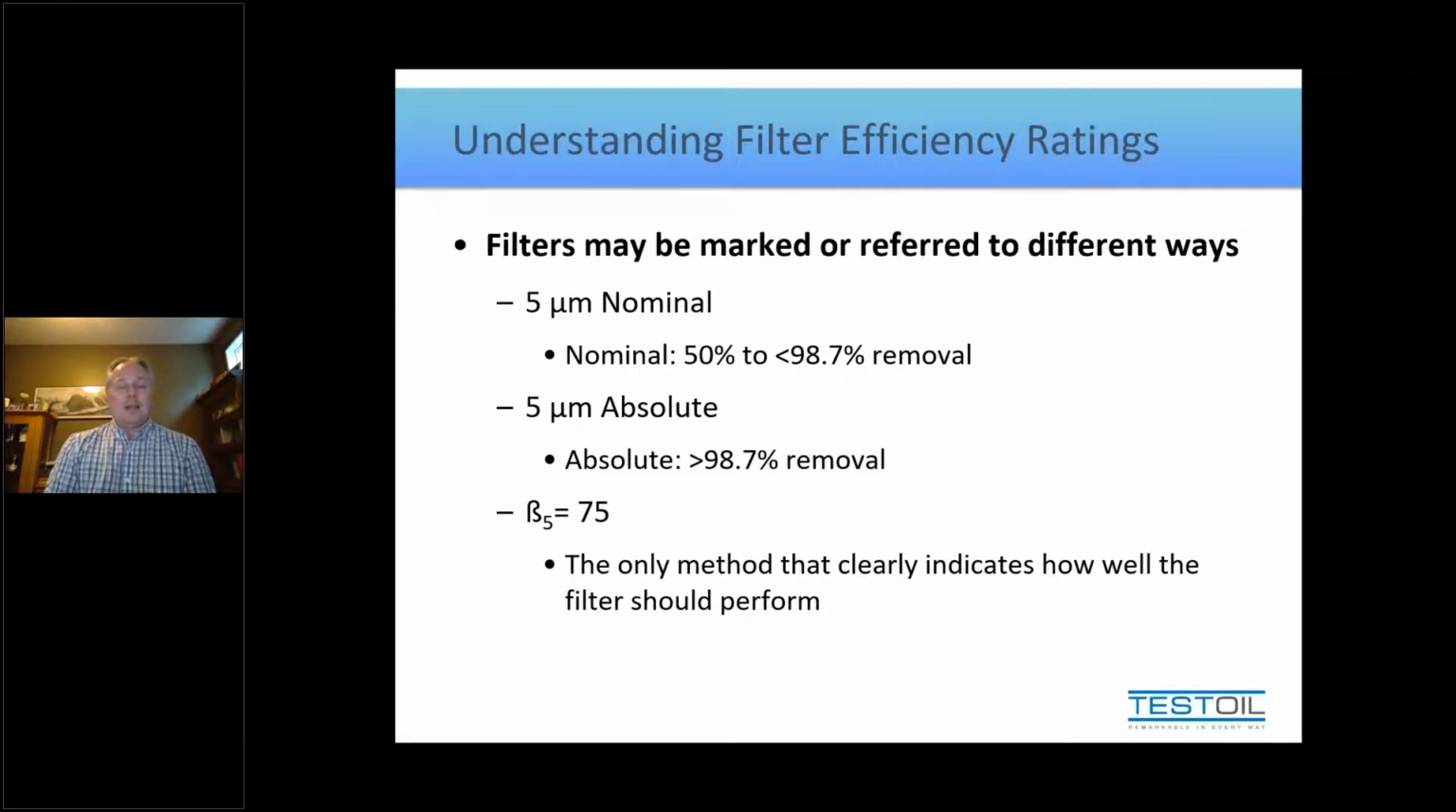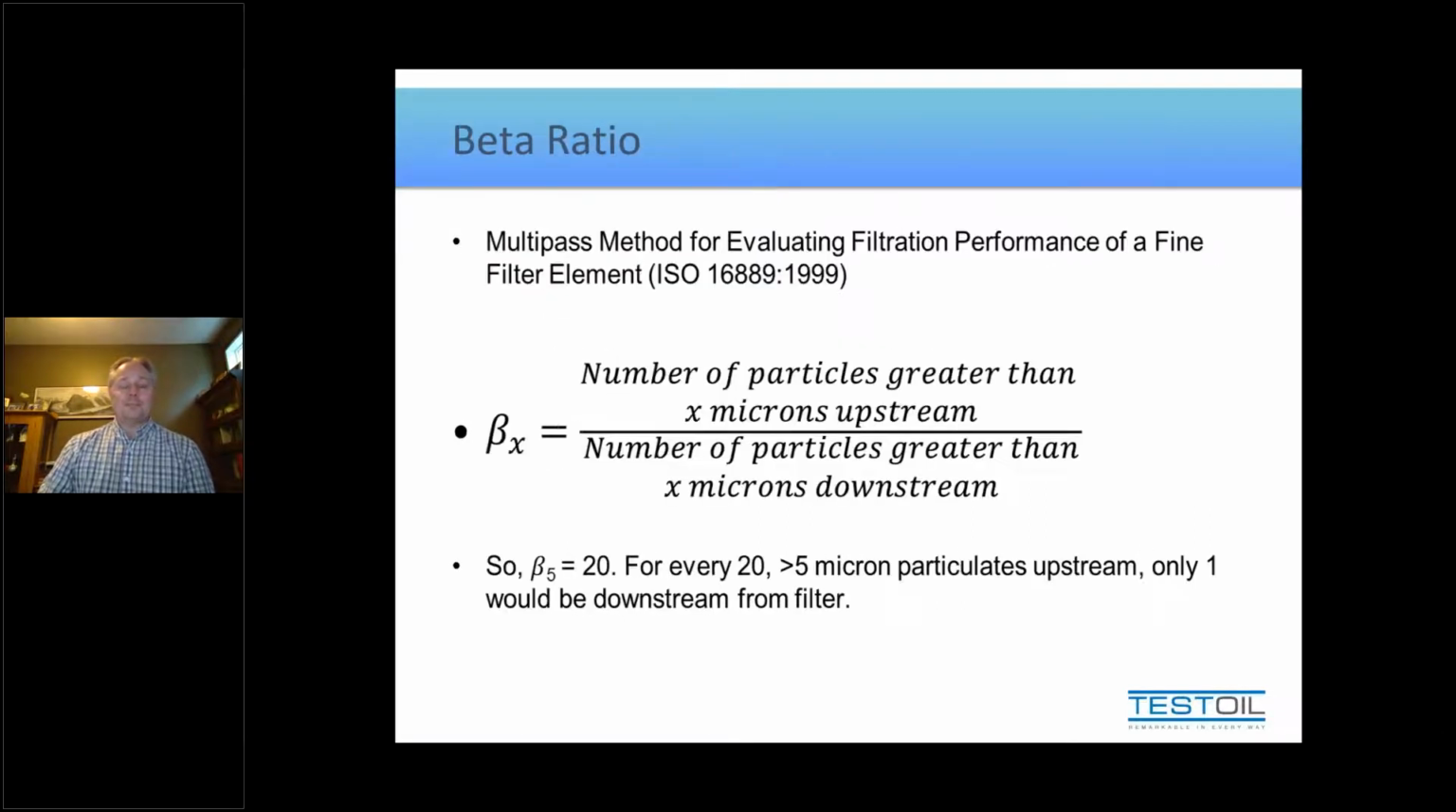Whereas with beta ratings, you know exactly how good or not good these filters are. And that's why we need to understand what the beta ratio is. And looking at this, you go, how do you call it a beta ratio when it's only a single number? How is 75 a ratio? That is a great question to ask, because that is exactly what you need to understand to be able to convert the beta ratio to an efficiency and understand just how good it is. So with that, here's the beta ratio.